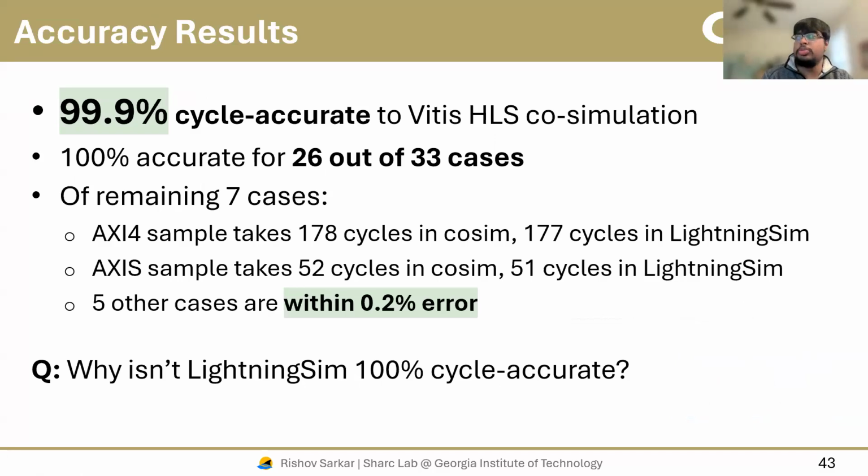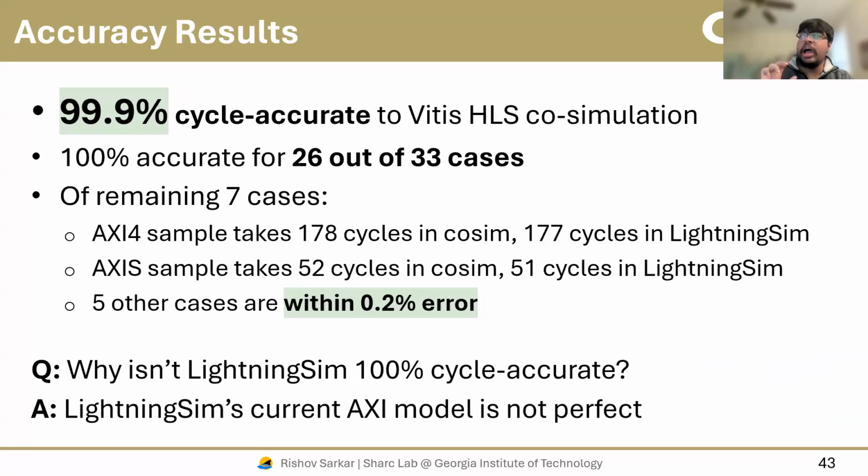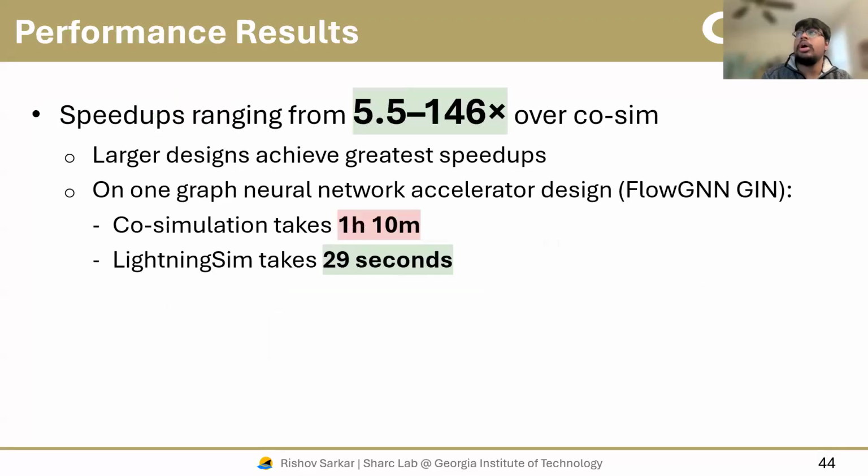The reason that LightningSim is not 100% cycle accurate is that the way I model the timing of the external memory transactions is not perfect. I tried to look at the Verilog that's generated to come up with a model that's as accurate as possible, but it's quite complex. And since I'm not actually simulating any RTL, it is just a model. It's just what I've implemented. So that's why it's not 100% cycle accurate. But in theory, it should be 100% cycle accurate if we had a perfect model.